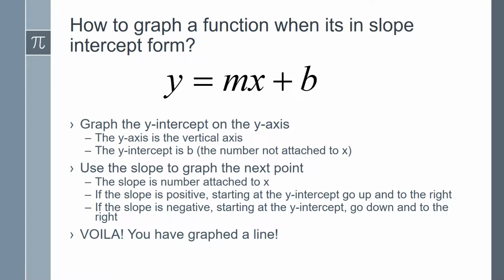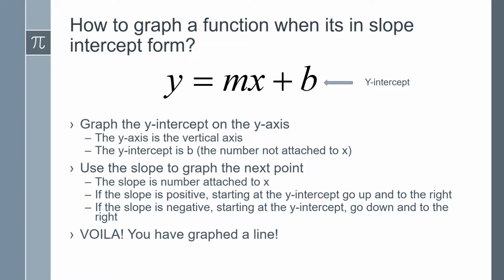We need to have the equation in slope-intercept form, y equals mx plus b. Again, if you're struggling with that, watch the previous video. Once we have it in that form, we're going to graph the y-intercept. Remember, the y-intercept is our b, and we graph it on the y-axis, which is the vertical axis. So that's where we put our first point, on the y-axis.